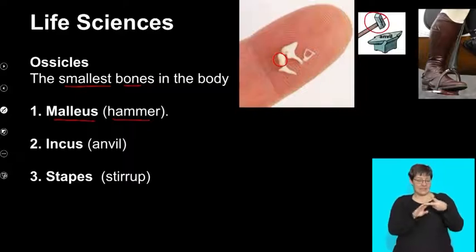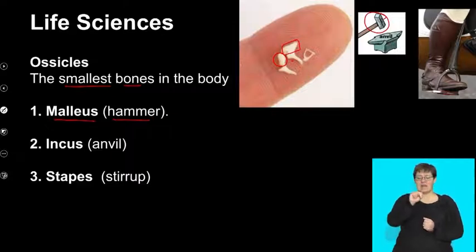The second one has this little table thingy on top, and that is called an anvil. In the old days, the blacksmiths used to melt iron, and they would strike it with the hammer on the anvil, and they would make new objects. And you can see, it also looks like an anvil. The Latin name for anvil is incus.